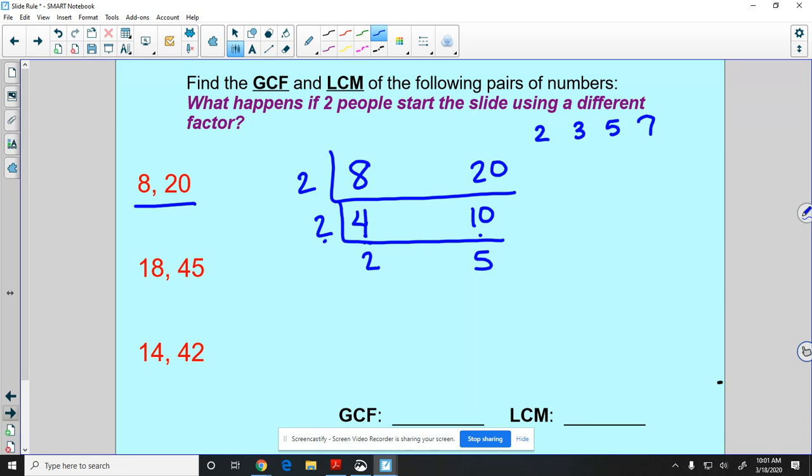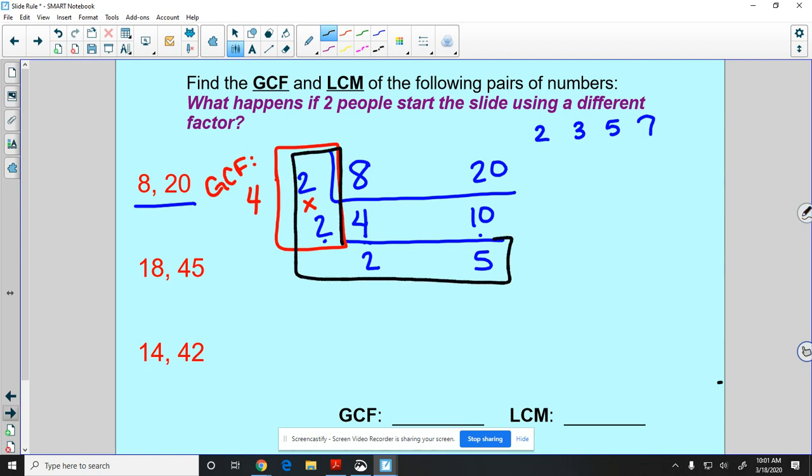5 can't, nor 7. So that means I am done. I can't go any further. So I'm going to find my GCF now. My GCF, remember, is right here on the side. So 2 times 2 equals 4. So my GCF is 4. My LCM, I create this L figure right here.